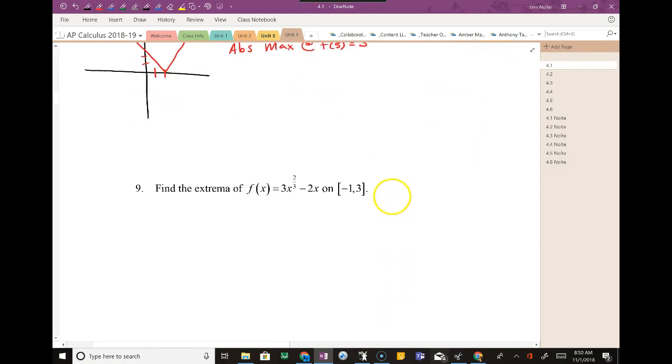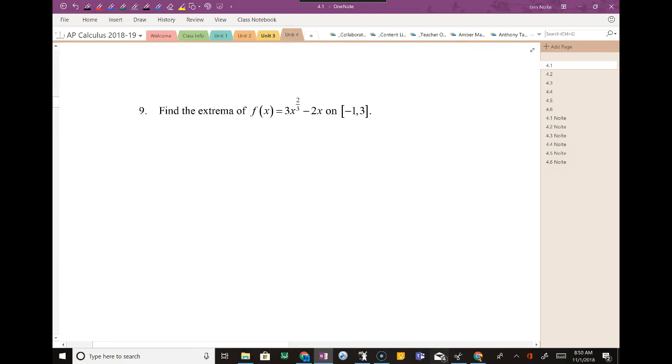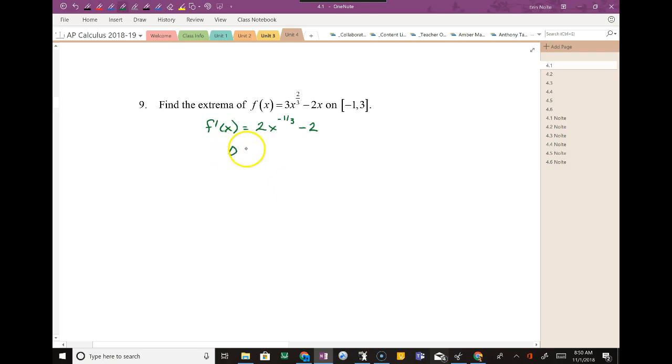Okay, let's try finding the extrema of question number 9. So we're still finding mins and maxes. What do we do first? Derive. So first we're going to derive and find our critical values. If I derive this, I get 2x to the negative 1/3 minus 2. My next step is to set this equal to 0, and check out what happens.